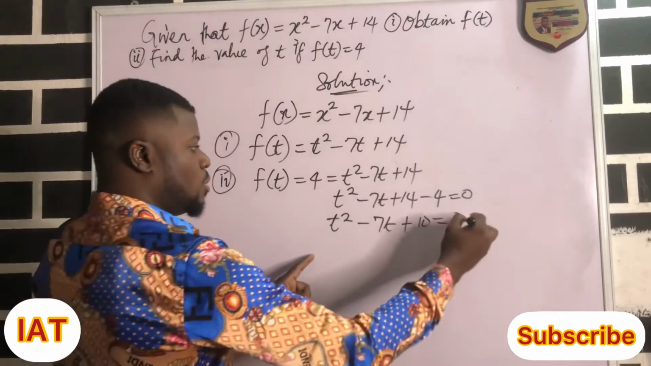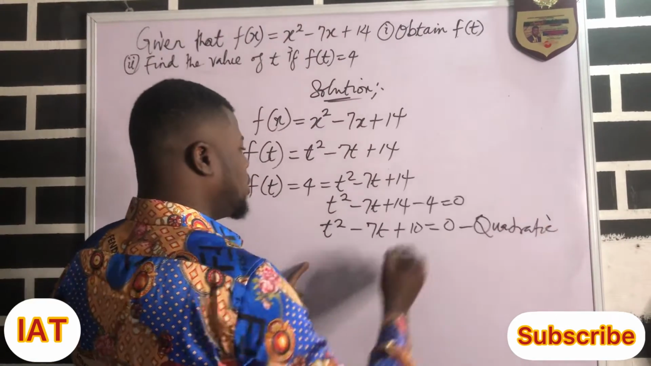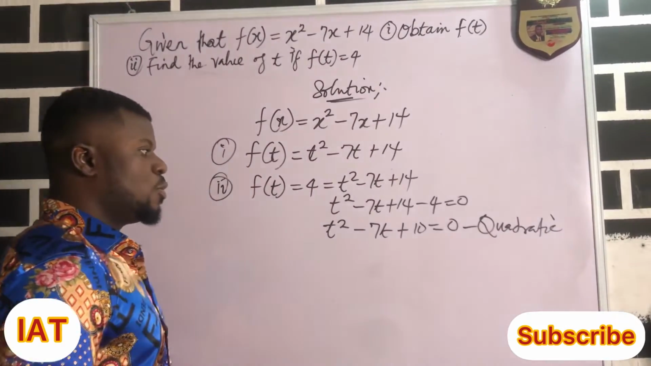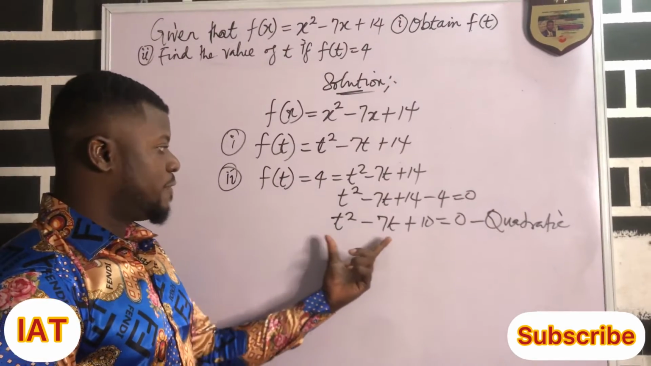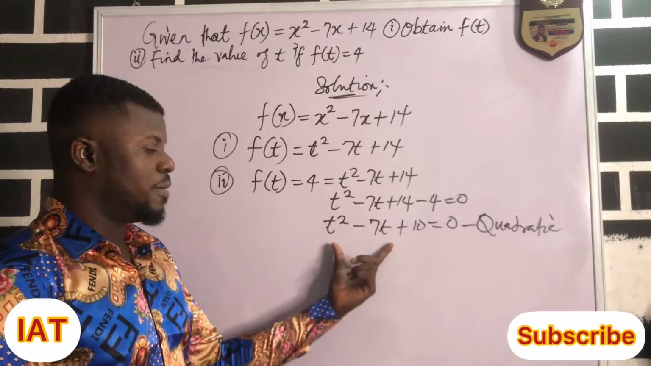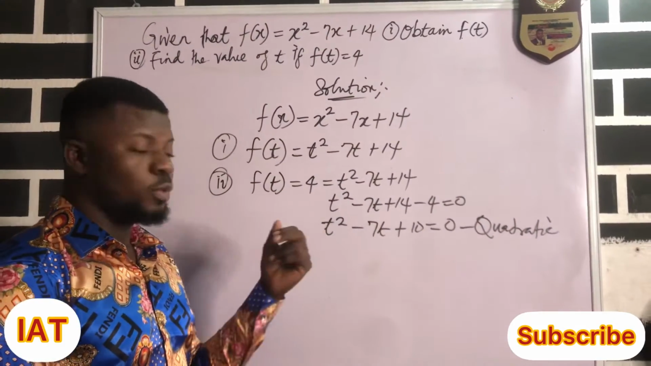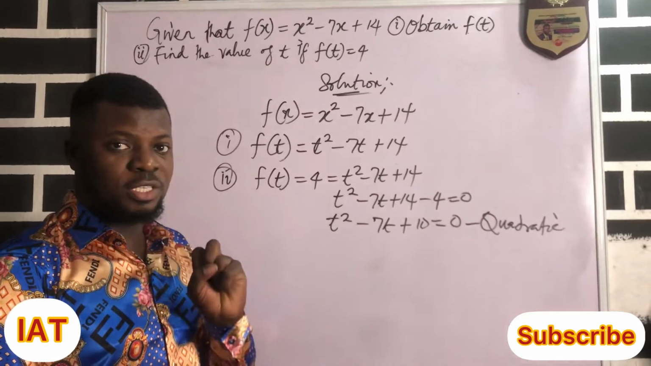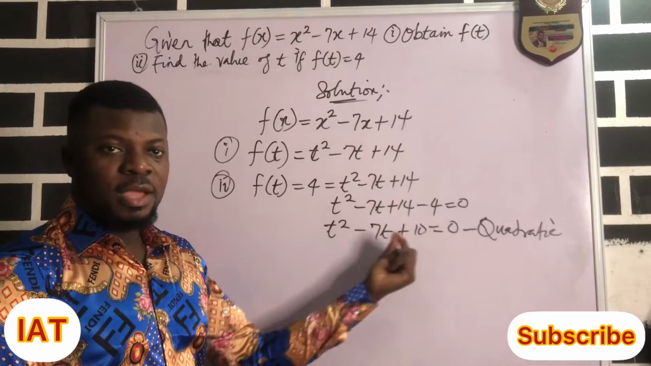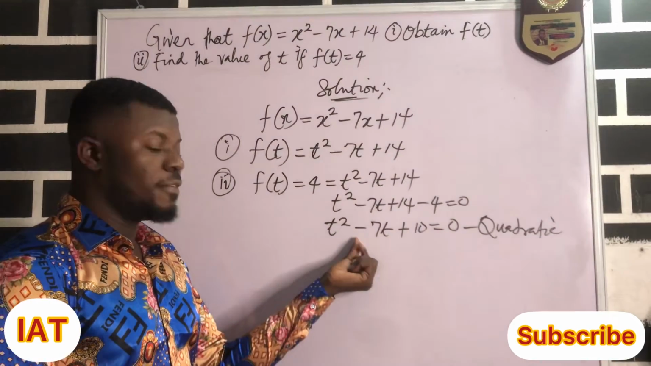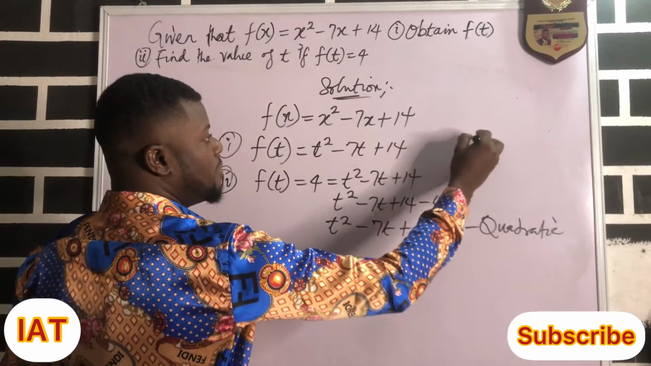So this is a quadratic equation. And because it is a quadratic equation, we have several methods we could use. We can use the factorization method, or the formula method. If we try the factorization method, we look for two numbers such that when we multiply them, it will produce 10, and when we add them up, we have minus 7. So the factors could be 5 and 2.